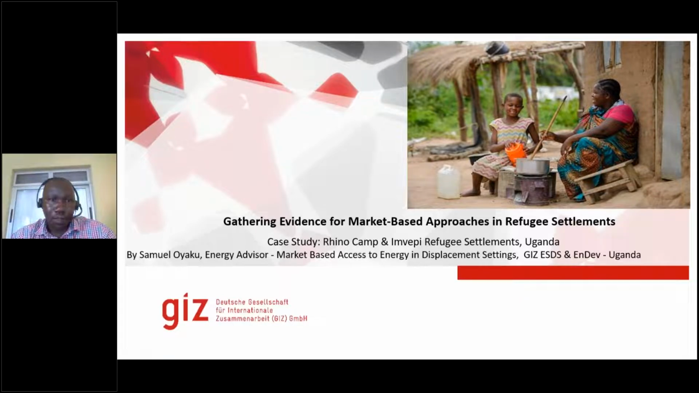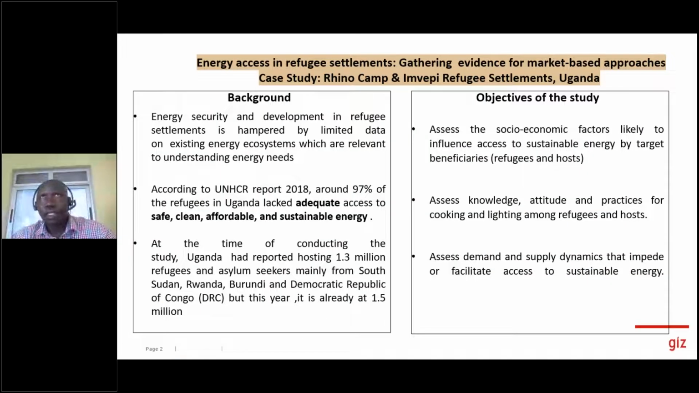Well, maybe as a background, I would just like to let you know that mostly when we are doing market-based approaches, this is limited by data on existing energy ecosystems, which actually is very important. For the objectives of this study, one, we wanted to understand the socioeconomic factors which could likely influence the access to sustainable energy, as well as the knowledge, attitude, and practices for cooking within these settlements.